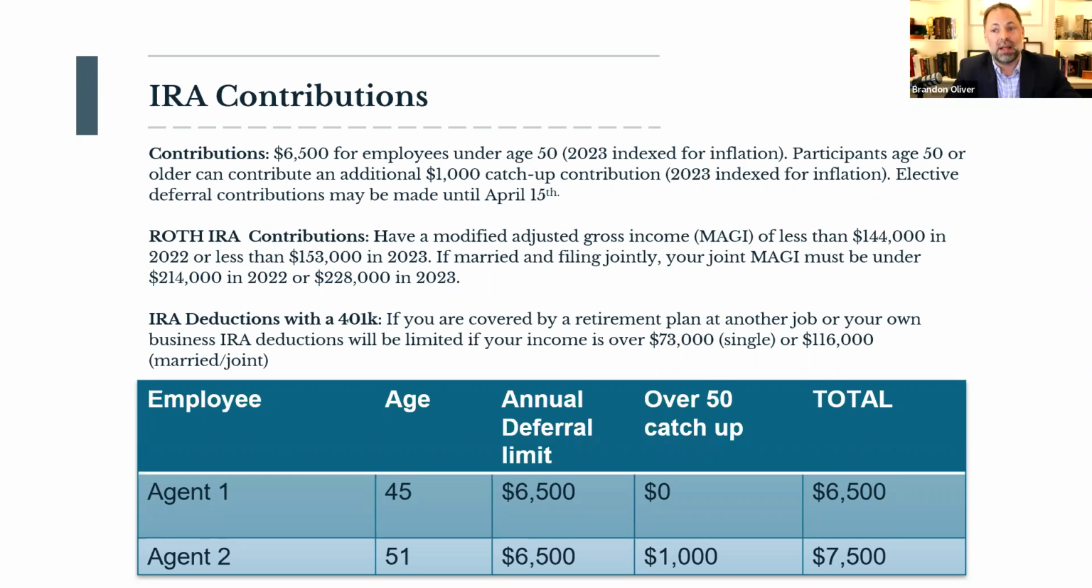If you're making more than that, you generally can't do a Roth IRA, but you could do our Roth 401k. Roth 401ks do not have income restrictions and can do Roth contributions up to $22,500. So you might want to look at that.